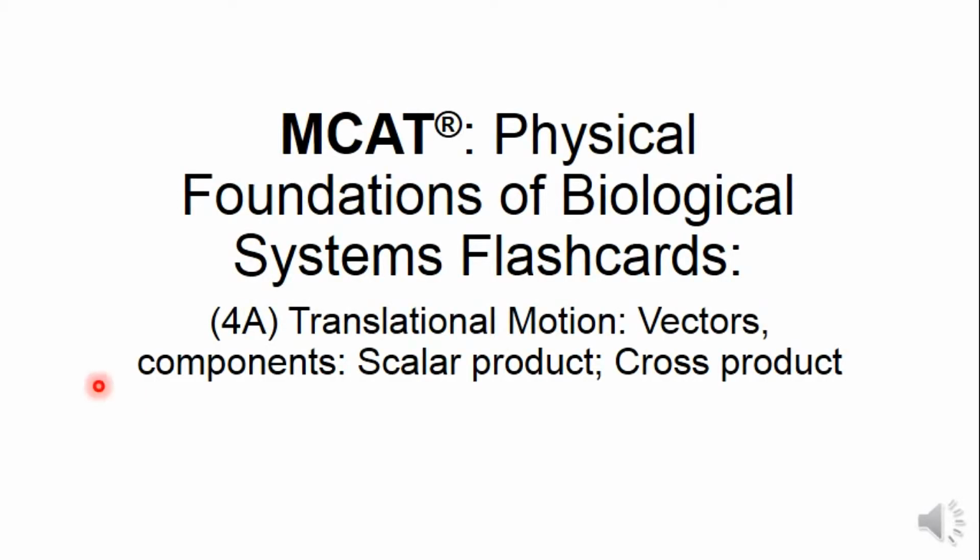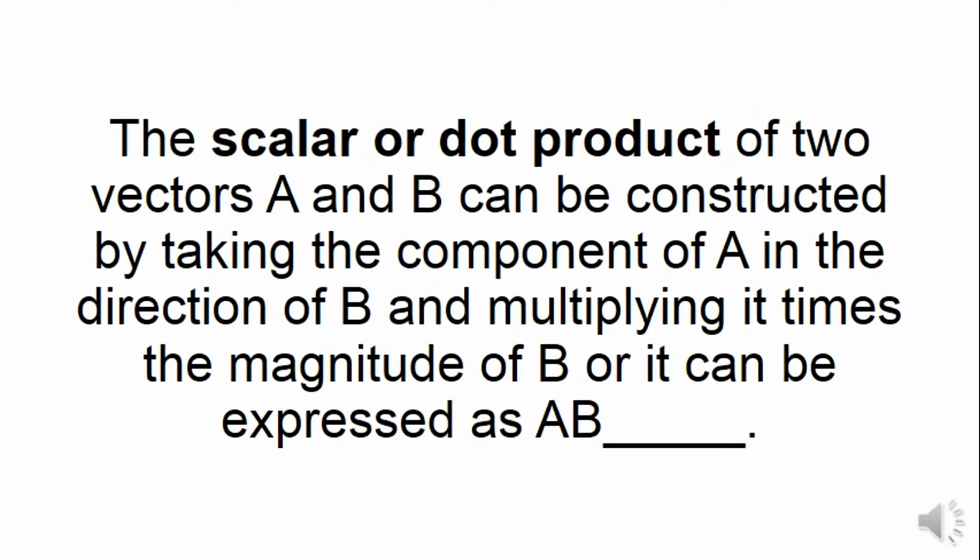Hi, this deck of cards was compiled to facilitate working through scalar product and cross product standalone questions. The scalar or dot product of two vectors A and B can be constructed by taking the component of A in the direction of B and multiplying it times the magnitude of B, or it can be expressed as A B blank. So what's the third multiplier?